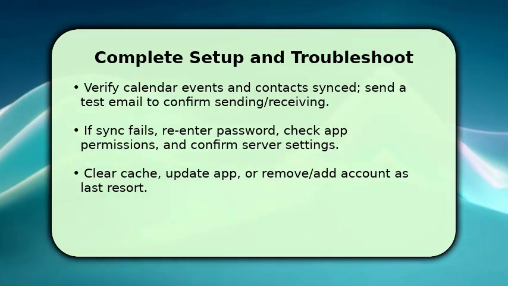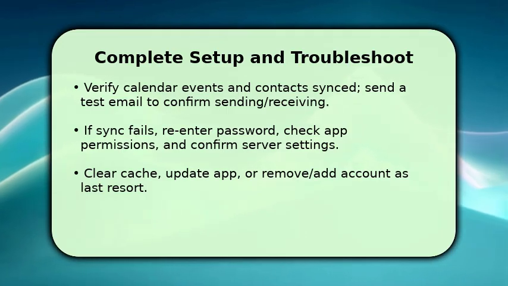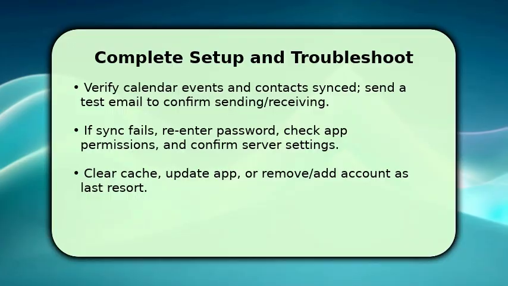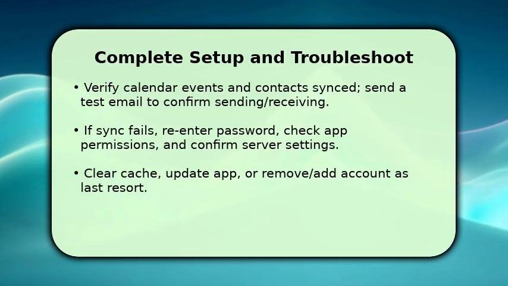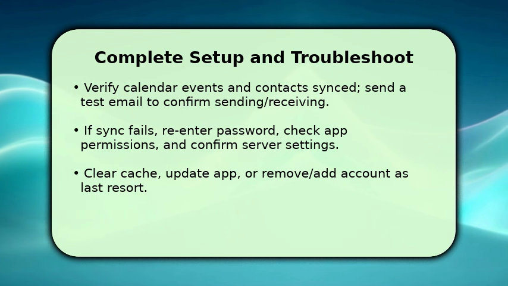If problems persist, clear the app cache, update Outlook from Play Store, or remove and re-add the account. Doing these steps resets sync and usually restores normal operation quickly.